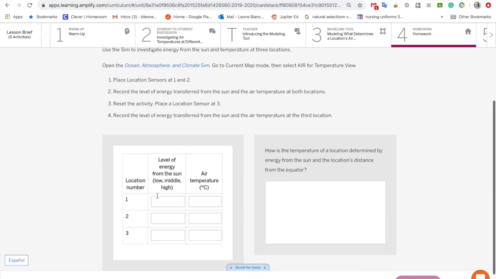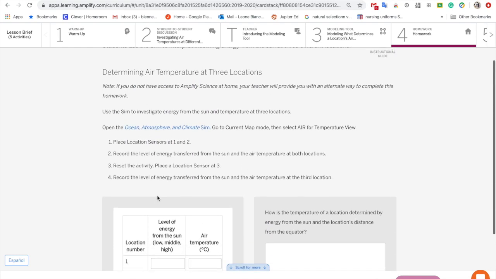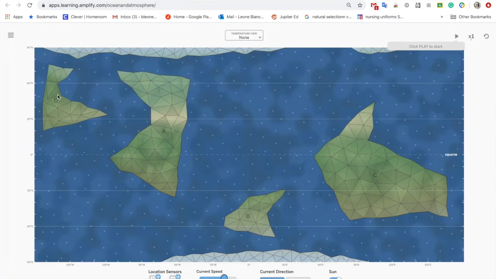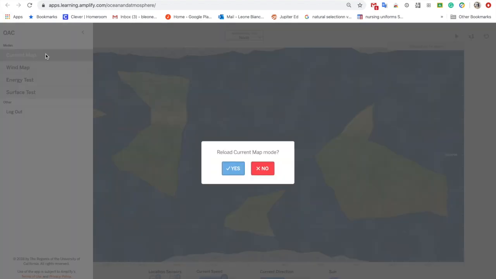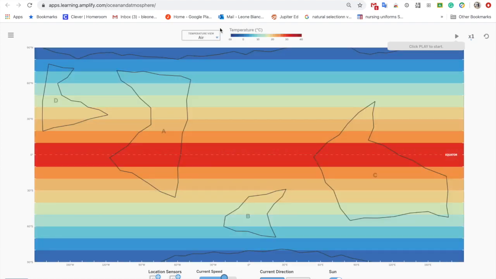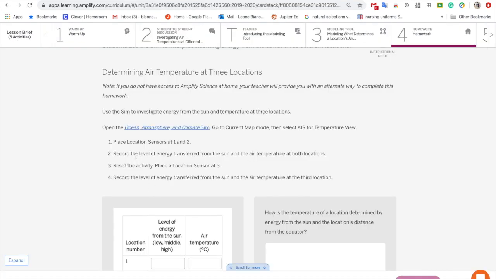I'm going to ask you guys to do this assignment with me. It will count as a homework assignment. If you open up Oceans, Atmosphere, and Climate, it says go to Current Map Mode and select Air for Temperature View. So I'm going to do that. I'm going to click Air, because that's what we're working on.